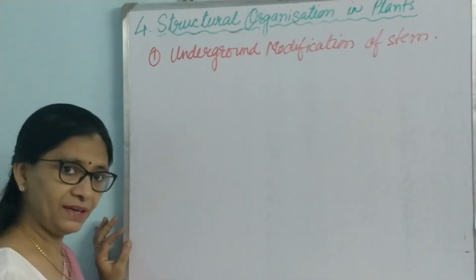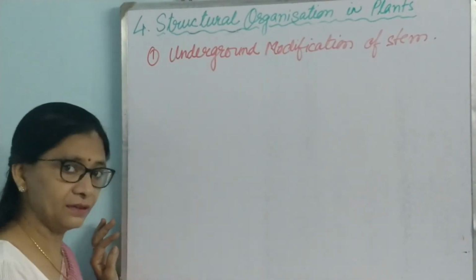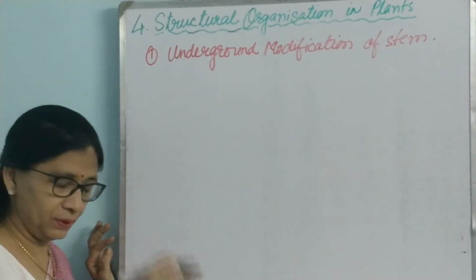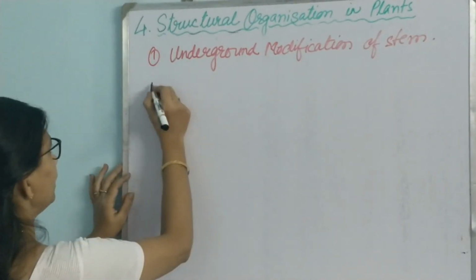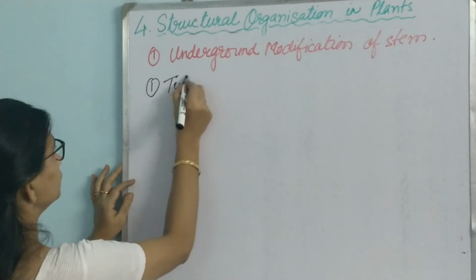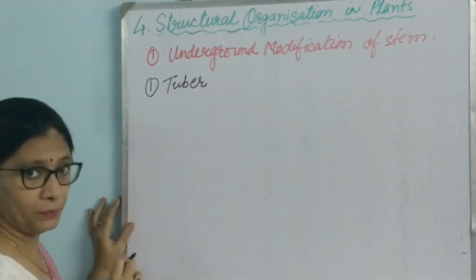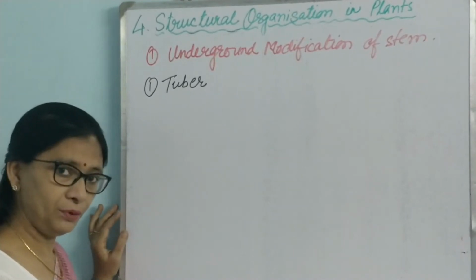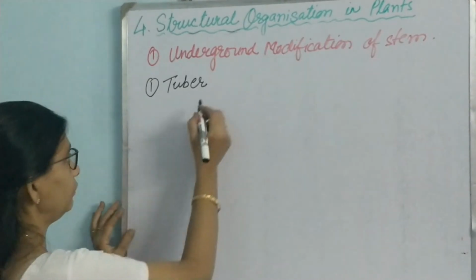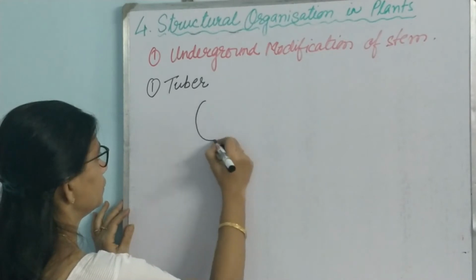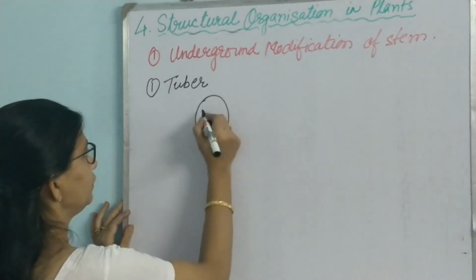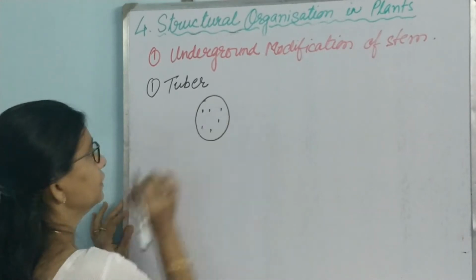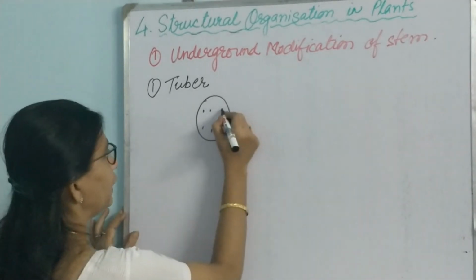By the name itself, we can understand that it is under the soil. It is inside the soil, not outside, not in the air, but underground. So, the first type here will be tuber. The common example is potato, Solanum tuberosum. So, in tuber what happens? This is a tuber. Here we will see some pit-like structure which is known as eye.